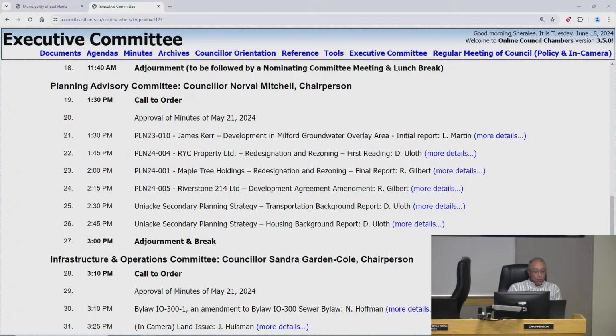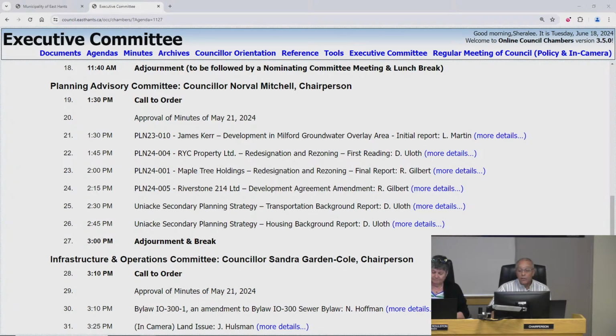Hope all is well. The first item is the approval of minutes from May 21st, 2024. So moved. Moved in second. Any discussion? All those in favor? Contrary minded? Motion carried. First item on the agenda is PLN 23-010, James Kerr Development in Milford Groundwater Overlay Area.